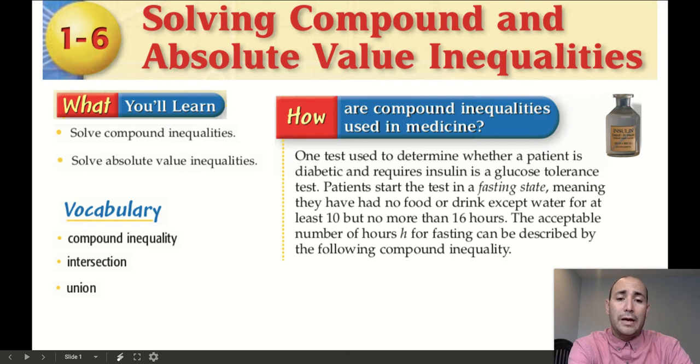The acceptable number of hours H for fasting can be described by the following compound inequality. So it says that it has to be at least 10 hours of fasting, but no more than 16 hours. So basically, we're given a data set that has to fit between those two values. A compound inequality that could represent that would be that H, the number of hours, has to be greater than or equal to 10. And those hours H also have to be less than or equal to 16. It has to fulfill those two requirements. So this is an example of what a compound inequality would look like.